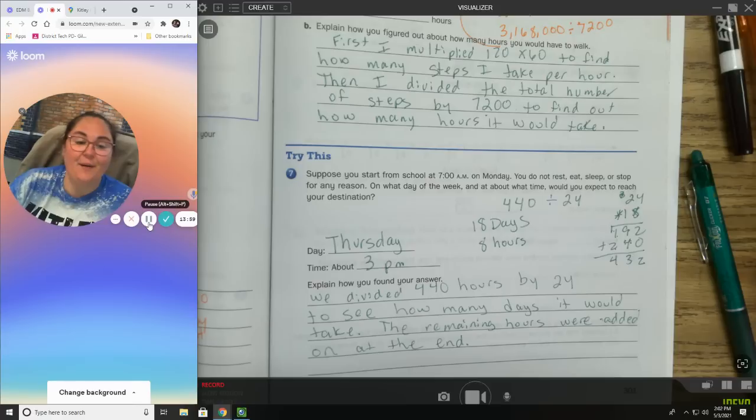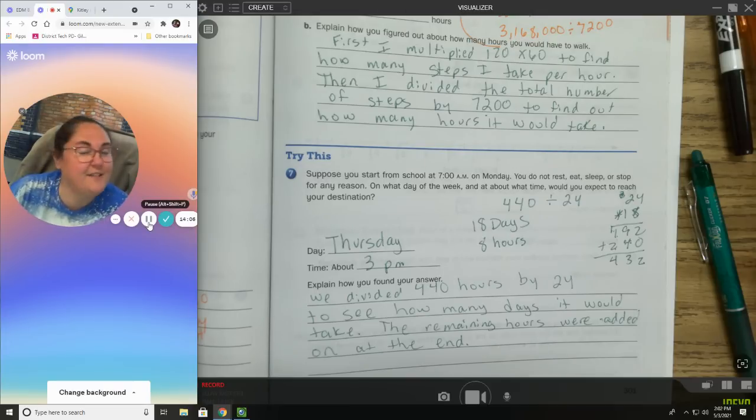So imagine if I were to walk from Indianapolis all the way to Dallas. It would take me almost 3 full weeks. And that's if I didn't sleep, I didn't eat, I didn't stop to rest or go to the restroom, I didn't stop for any reason. If I walked constantly, it would take me 18 days to get there.